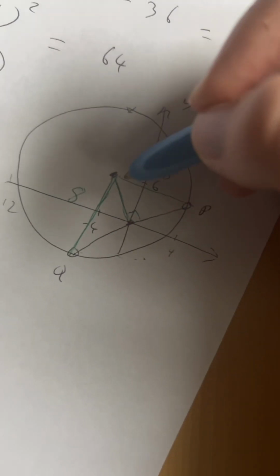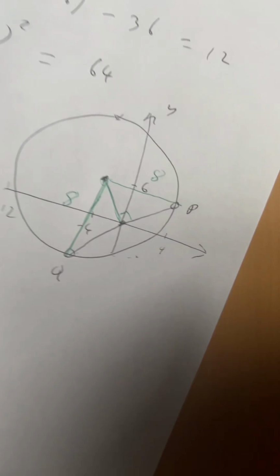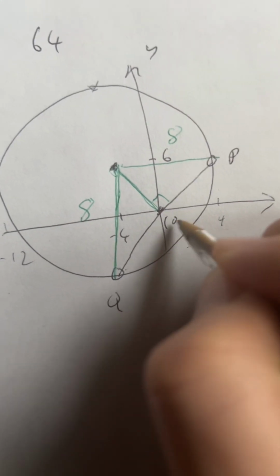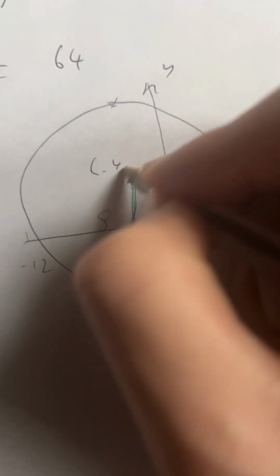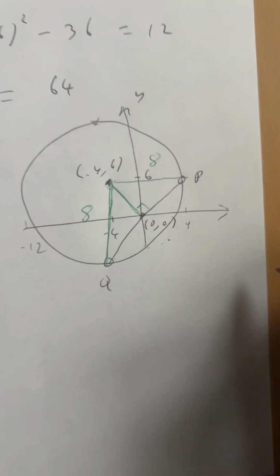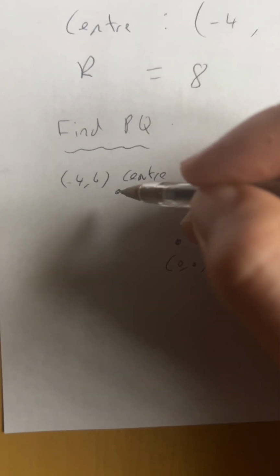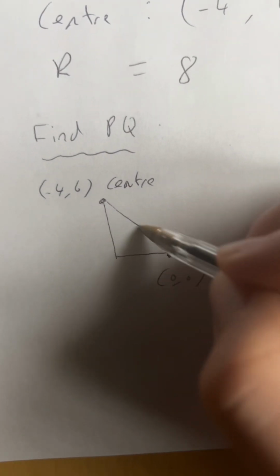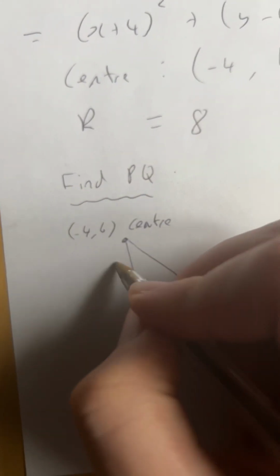So can you see a way that we could calculate the distance from the center to the origin? Hopefully you can, because we actually know the coordinates of the origin. We know the coordinates of the origin is 0, 0, and we know the coordinates of the center is -4 and 6. So you can find the distance between two coordinates using Pythagoras, basically. So we've got the center there, the origin there. We can do like a little triangle here, and we can use Pythagoras to get this length here. So we know that the base is going to be 4. We know that the height is going to be 6.